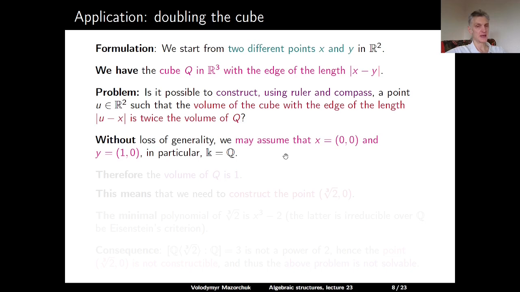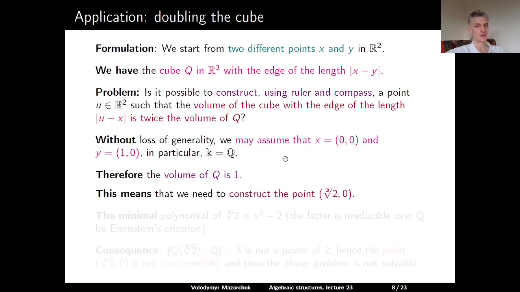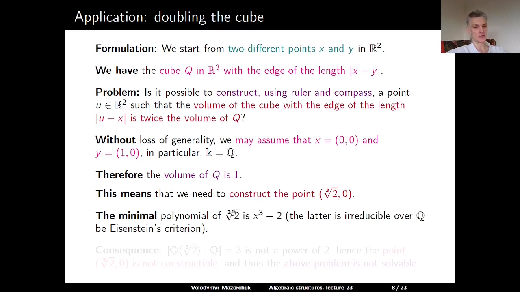So our field little k is just the field of rational numbers. Therefore, under this assumption, the volume of our cube Q is just 1. So we need to construct a cube with volume 2, but then, of course, this means that the edge of this cube should have length the cubic root of 2. So we need to construct the point the cubic root of 2, 0. But the minimal polynomial of the cubic root of 2 is x cubed minus 2. And this polynomial is irreducible over Q by Eisenstein's criterion, or alternatively, because it doesn't have any roots in Q, by the rational root theorem.